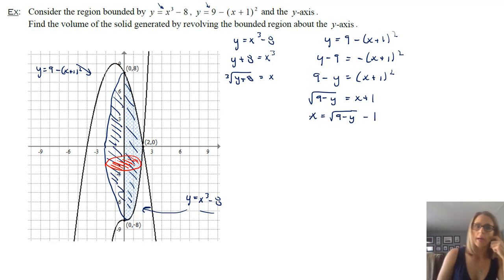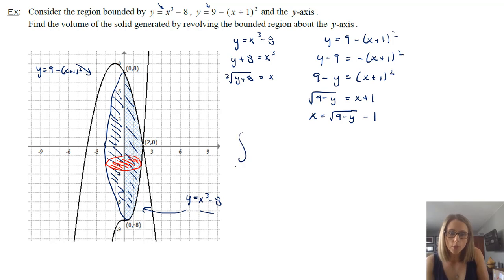Okay, and then this is not the washer method because this is a solid piece, but what I was saying earlier was when you go from negative 8 to 0, that's this bottom volume down there because of the cube function that we then solved for x.